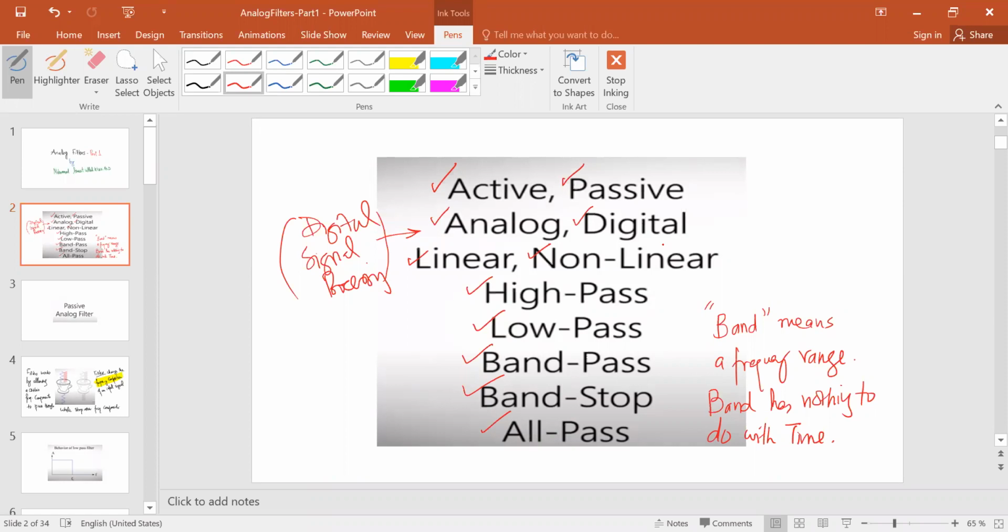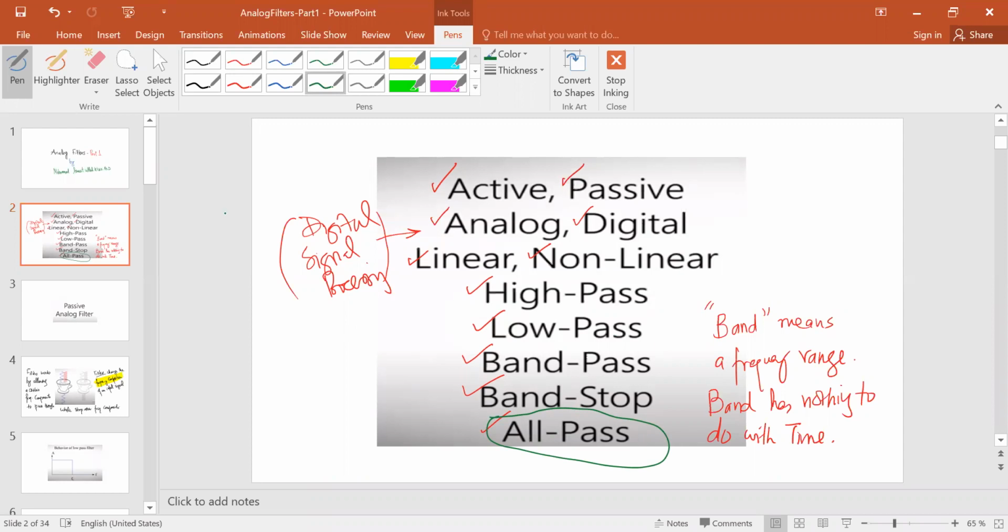All pass, a very strange type of filter. I would like to say all pass is one of the very strange filters, because it does not stop frequencies. It allows all the frequencies to pass, but then it just plays with the phase part of it. It does something to the phase. But this is something which we will touch on in the advanced filter course.